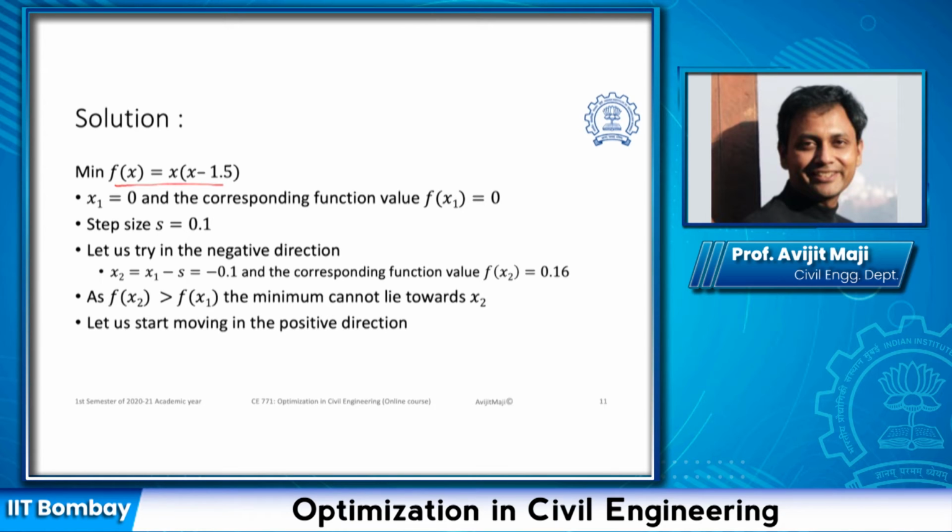We know our start point as x1 equal to 0, then our corresponding objective function value is going to be 0. We know the step size 0.1. In this case let us assume that we are going in a wrong direction. So suppose we had gone in a negative direction, my second point x2 would have been x1 minus s, which is going to be negative 0.1, and the corresponding function value would have been 0.16, which is in this case increasing compared to the function value of the initial guess point.